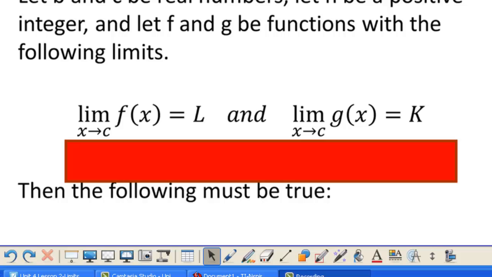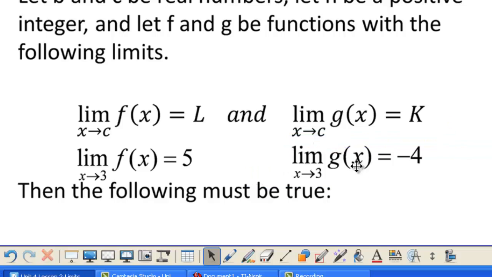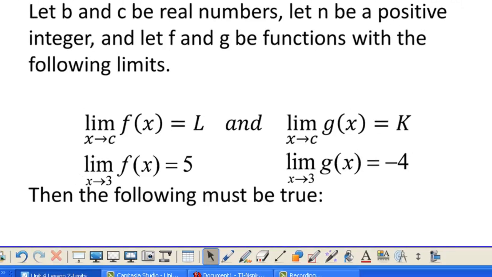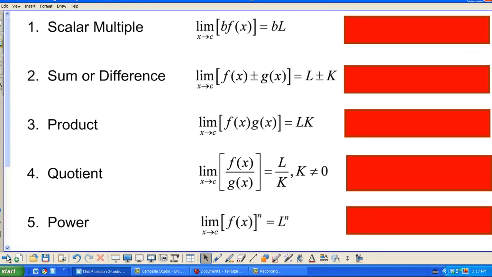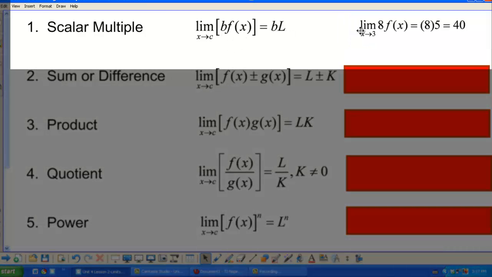But to exemplify these, I'm going to give you a concrete example. So instead of using the general limit as x approaches c of f of x equals L, I'm going to tell you that the limit as x approaches 3 of f of x is 5, and that the limit as x approaches 3 of g of x is equal to negative 4. I made those up just to show you the following properties are true. If we look at the scalar multiple, if you're taking b times f of x, you're just going to take b times the limit.